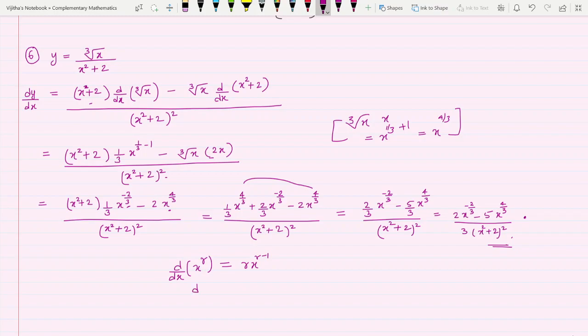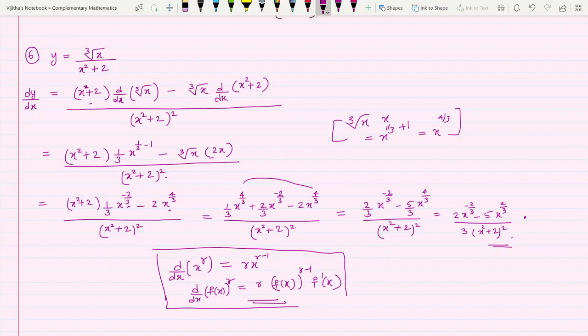Now you can apply this to functions also. If you have a function of x, you have to find the derivative of f(x)^r. This is nothing but r into f(x)^(r-1) into the derivative of f(x), so it is f'(x). So these are the two important results that we studied in this class. Okay, thank you.